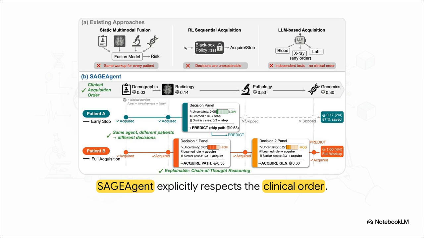It opens a decision panel, calculates the uncertainty of its current prediction, looks at learned rules, checks similar past cases, and actively asks itself, is the benefit of acquiring the next modality actually worth the clinical cost? For patient A, it decides the answer is no and stops early. For patient B, it proceeds. And most importantly, it does this using text-based reasoning that a human doctor can actually read and verify.